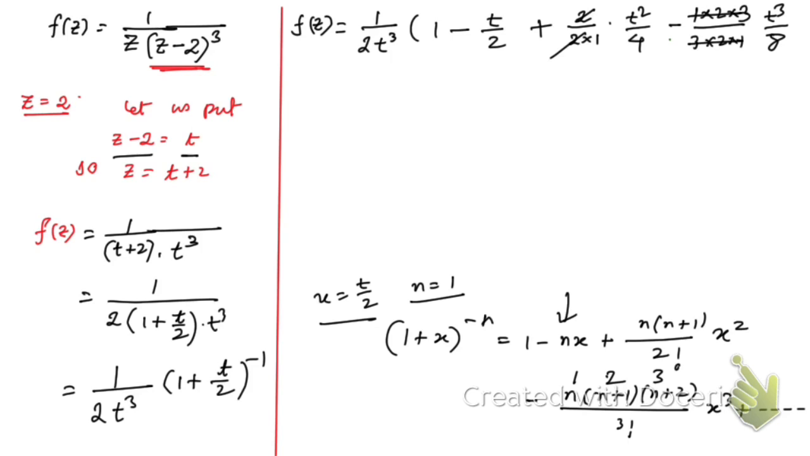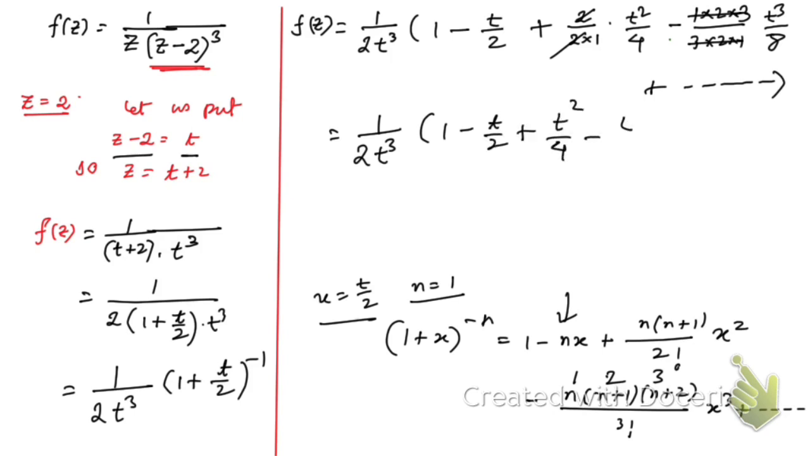Okay, hope you have understood then. Plus dot dot dot so on. So here we're gonna get 2t cube times 1 minus t by 2 plus t square by 4, then minus t cube by 8 plus dot dot dot so on. That's what we're gonna have, right? Hope you have understood this.